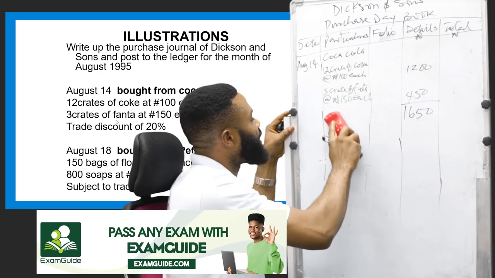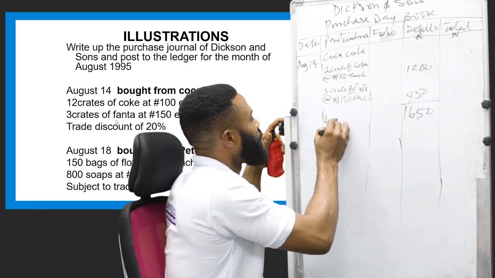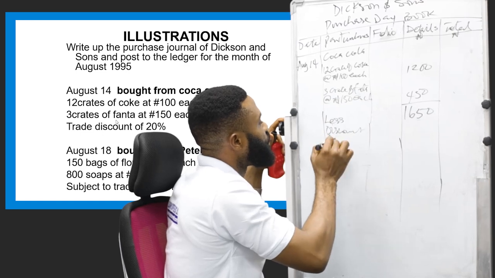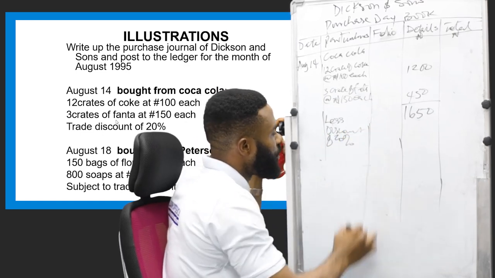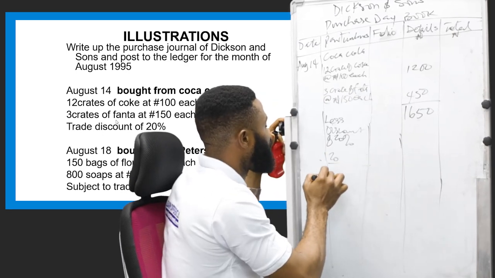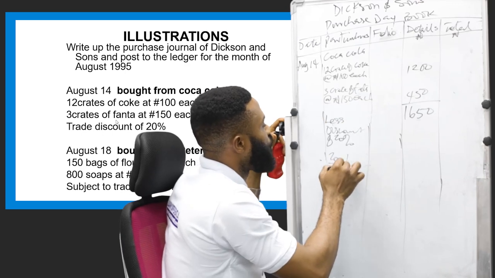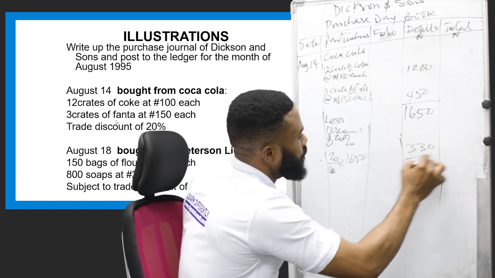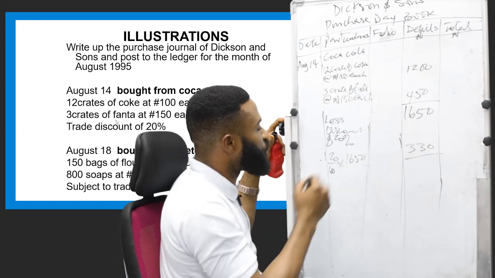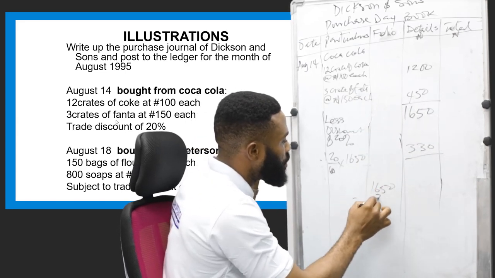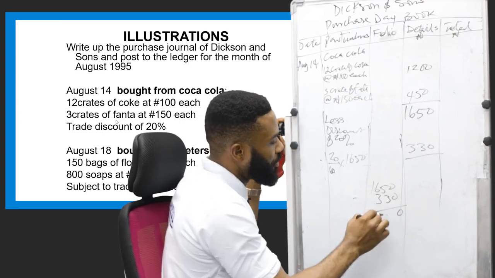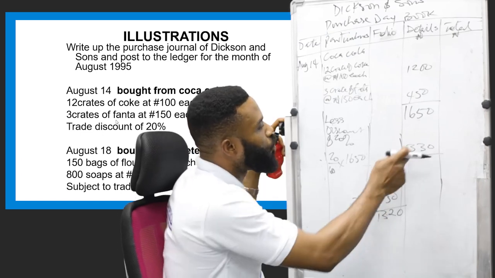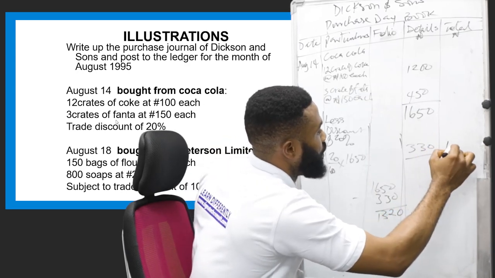You are going to subtract it. So you simply write it like this: less discount of 20%. When you do that, you have 20 over 100 times 1,650, which gives you 330. So you're going to subtract 330 from this value. Let's do it together: 1,650 minus 330. 0 minus 0 is 0, 5 minus 3 is 2, 6 minus 3 is 3, and then you have your 1 here. So when you subtract, you'll be left with 1,320.